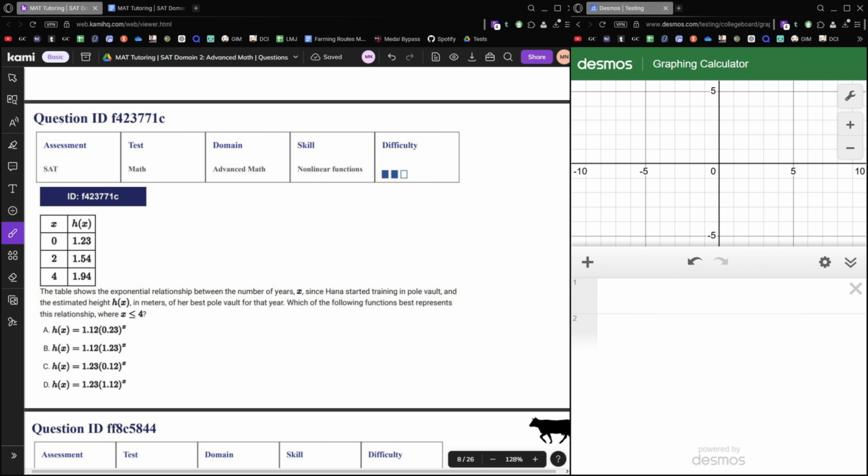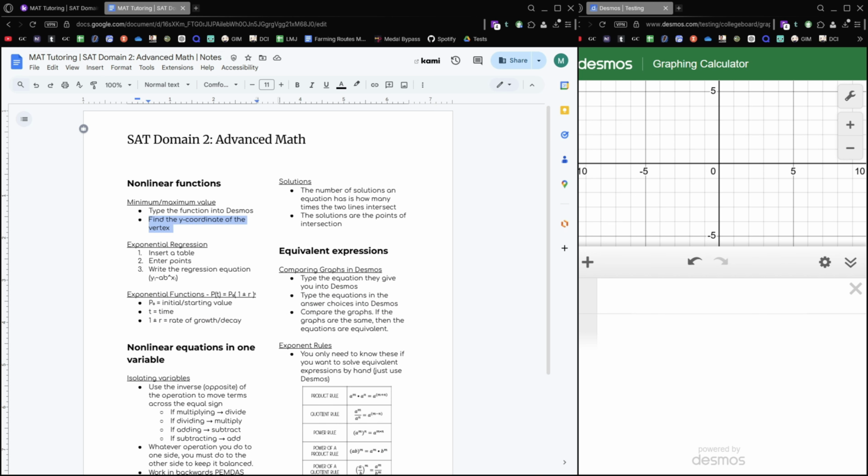Slide number 8, here they give us a table of values, and based on our answer choices, they want us to write an equation for it. The first thing you want to notice is that it's an exponential relationship. So that means we need to write an exponential equation. Luckily, we can easily do that with Desmos. And of course, I wrote it down in the notes on how you want to do it.